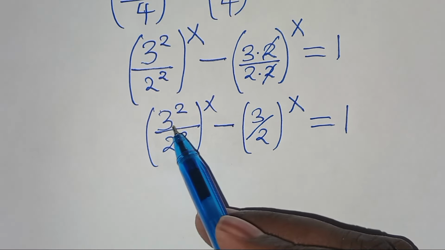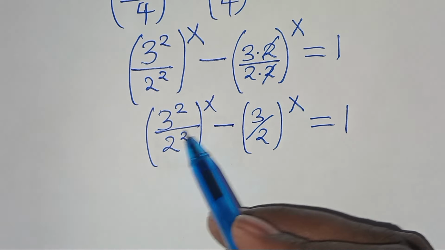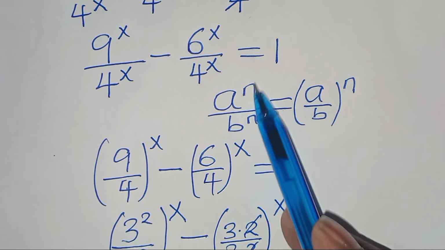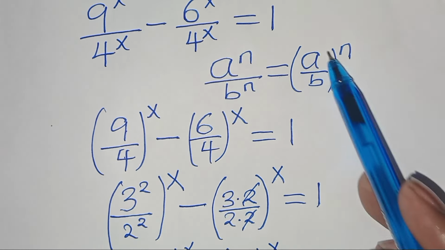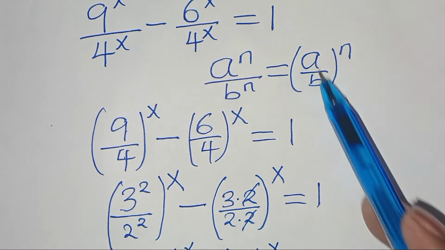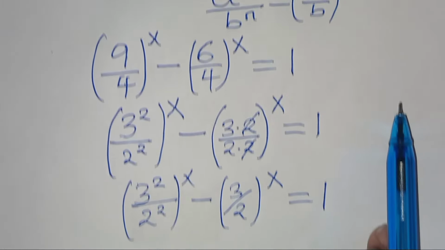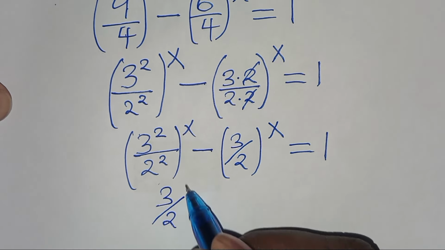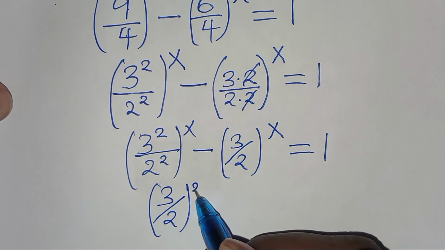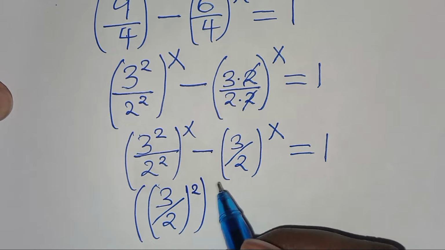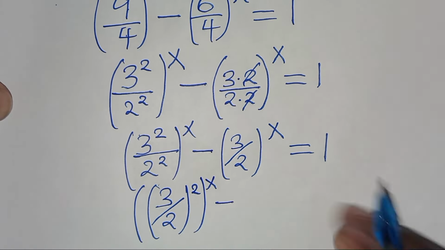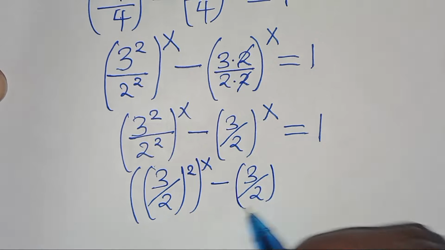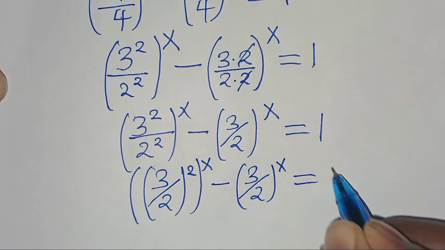The next step is that 3 raised to the power 2 over 2 to the power of 2 is actually in this form here, a to the power of n over b to the power of n. Let's transform it in this form, a over b raised to the power n. So that now here we have 3 over 2 raised to the power 2, then raised to the power of x, minus 3 over 2 raised to the power of x. This is equal to 1.